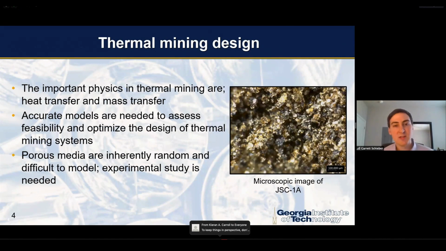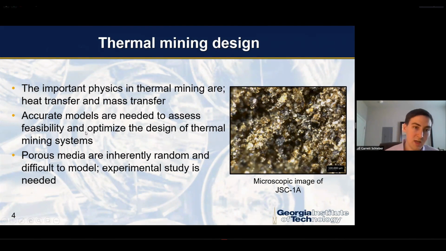Even though it's a fairly simple design, there are still engineering challenges associated with the design of thermal mining systems. The important physics in play here are heat and mass transfer. Accurate models are needed to assess both heat and mass transfer to assess the feasibility and optimize the design of thermal mining systems. This is complicated by the fact that porous media are inherently random and difficult to model, and so experimental study is needed. I should provide an image of JSC1A just so we can show how inherently random porous media are.